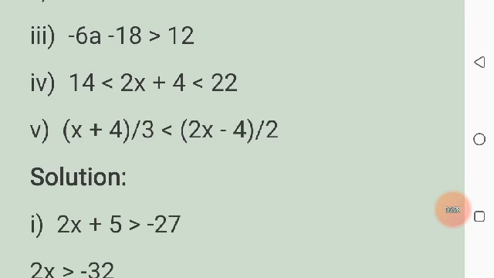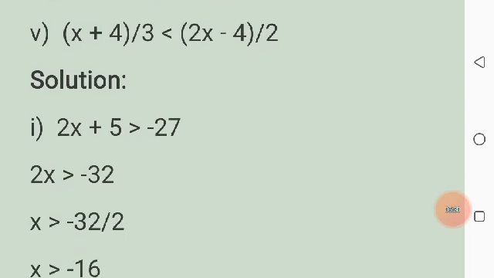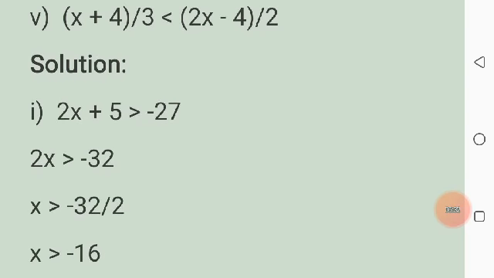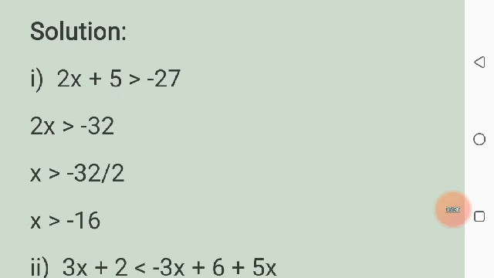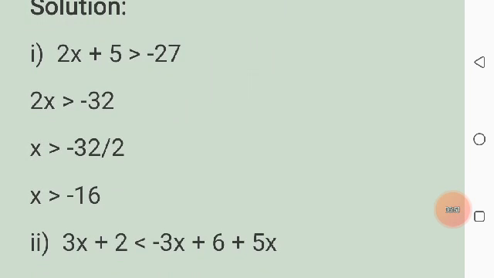Solution. Number 1. 2x plus 5 is greater than minus 27. So we take 5 to the other side, the right hand side, and we have 2x is greater than minus 32. We divide both sides by 2, and we have x is greater than minus 32 over 2, and finally x is greater than minus 16.